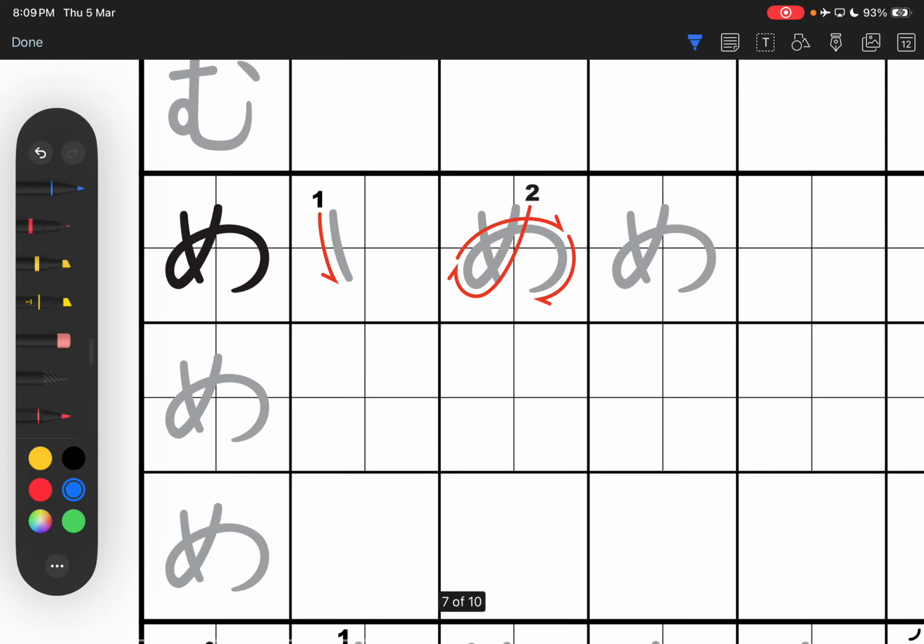We have mat. Okay, so mat, we do one vertical line down. Then we do one loop, and then another loop. It looks like a loop without the last loop. Right? We drew this just now already. 1, 2, 3. Mat.